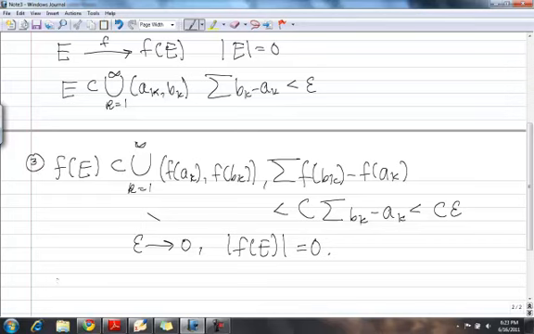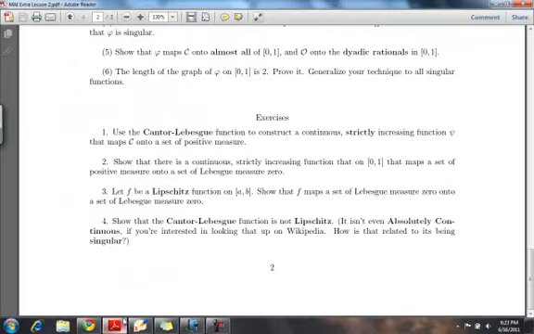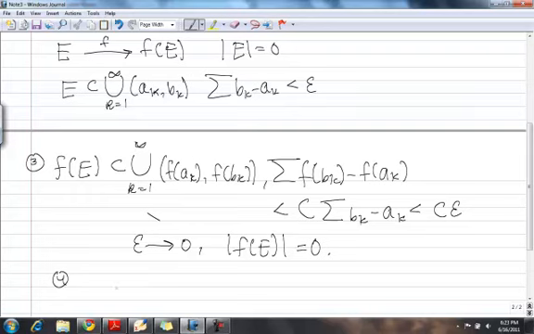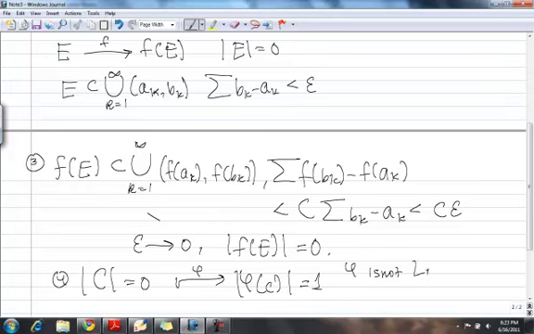And problem number 4. Well, the Cantor-Lebesgue function is not Lipschitz. This is pretty obvious, because if the Cantor-Lebesgue function was Lipschitz, it would send sets of measure 0 to sets of measure 0. But it takes the Cantor set, which has measure 0, and sends that to a set with measure 1. So obviously the Cantor-Lebesgue function is not Lipschitz. It's not even absolutely continuous, but I'll discuss that another time.